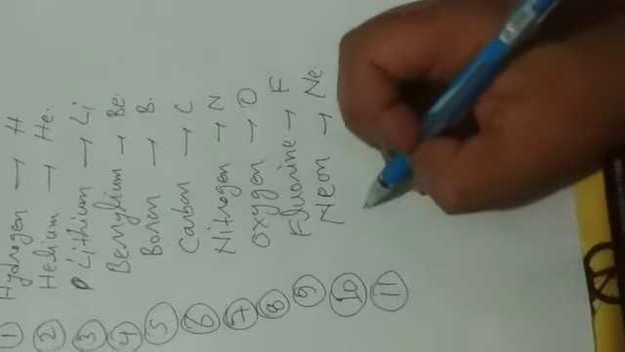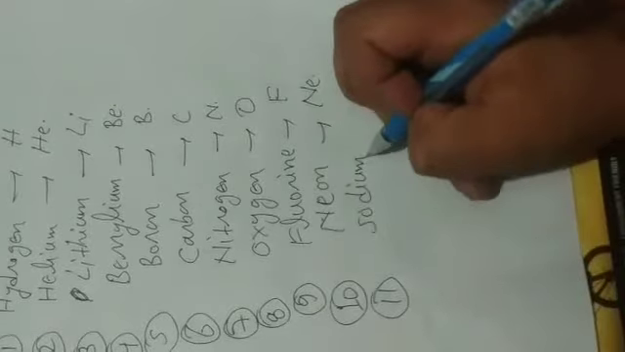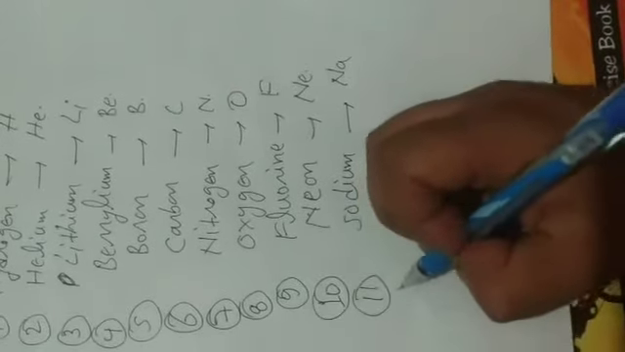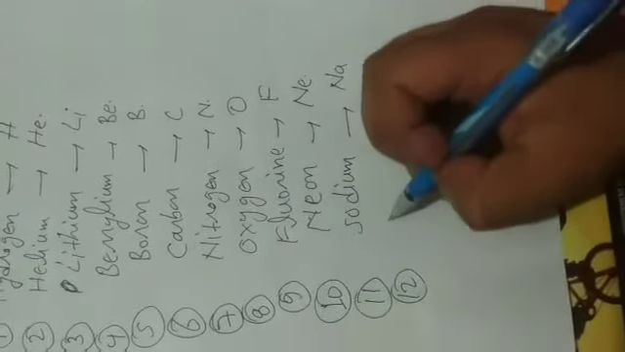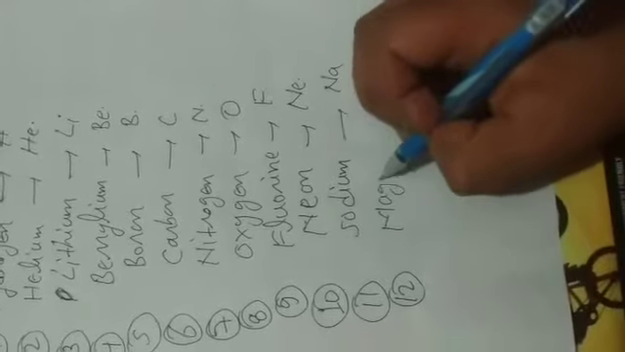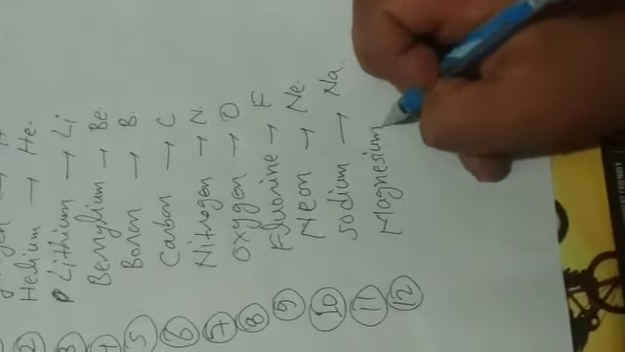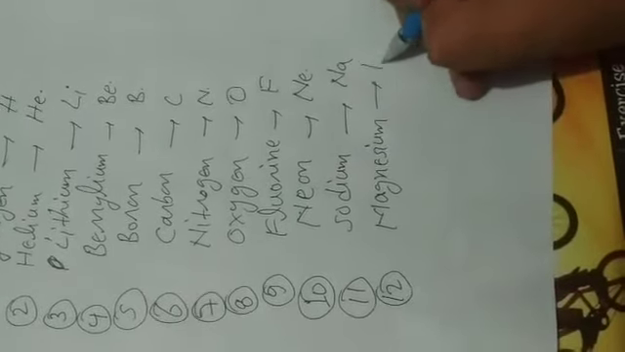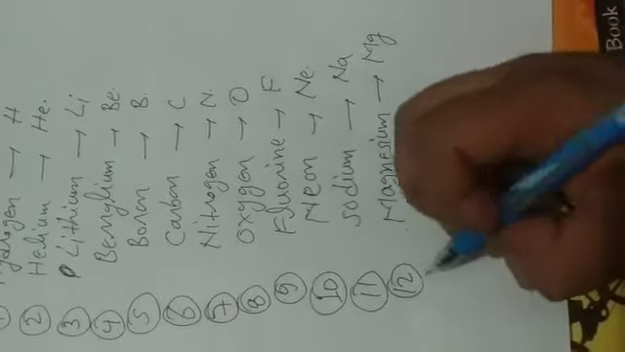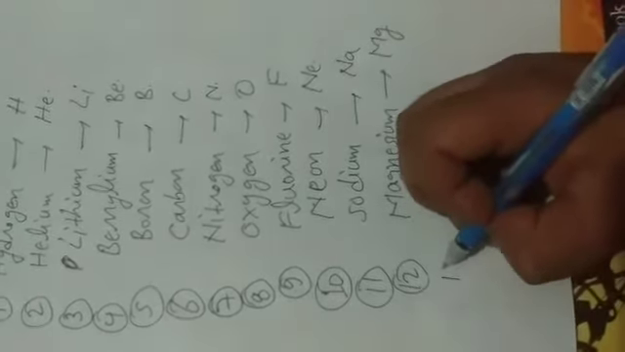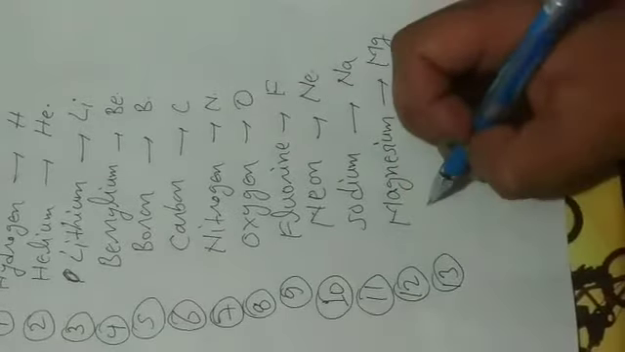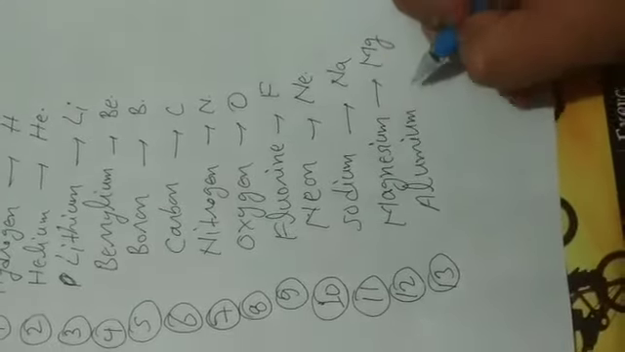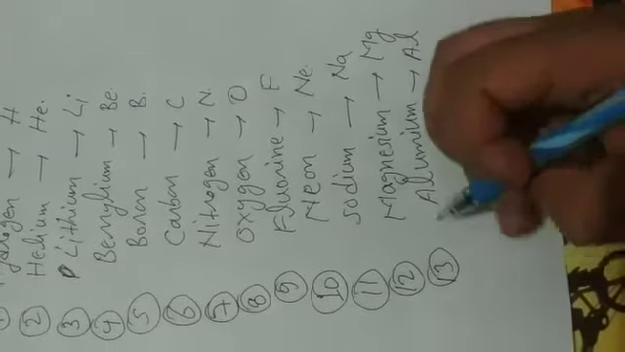Next element is sodium. Its symbol is Na. Next element, 12, is magnesium. Its symbol is Mg. The next element is aluminium. Its symbol is Al.